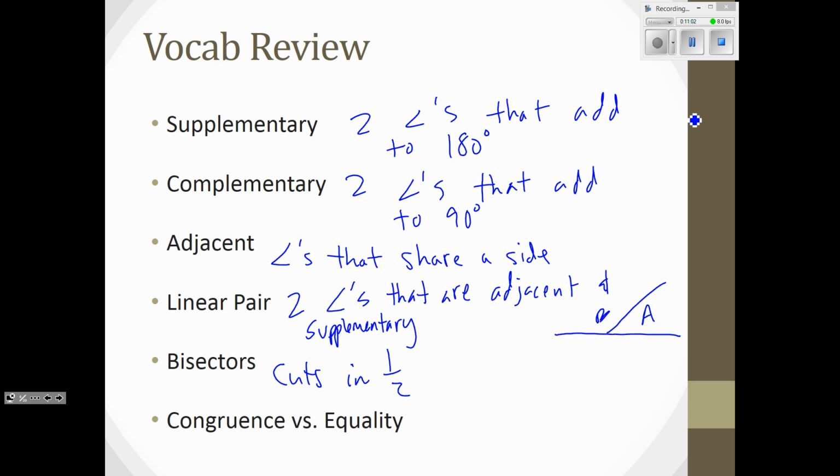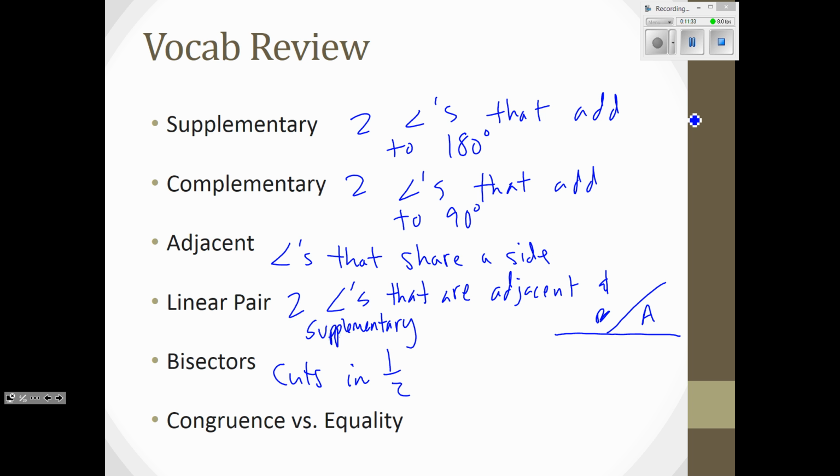Somebody have an idea? Actually, let me ask this differently. When would we use congruence and when would we use equality? Anybody have an idea? When would we use congruence? Would I say x is congruent to 3? No, that doesn't make any sense, right? So why doesn't it make sense? What's wrong about that statement?